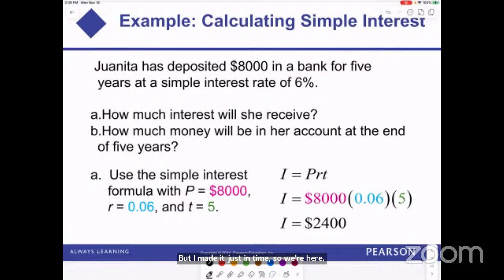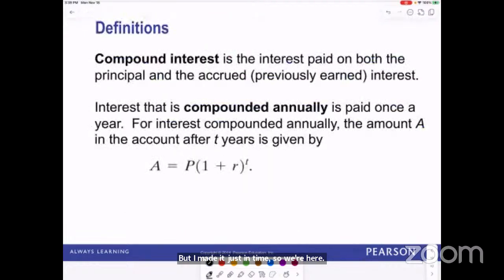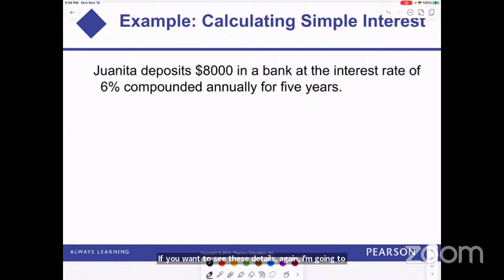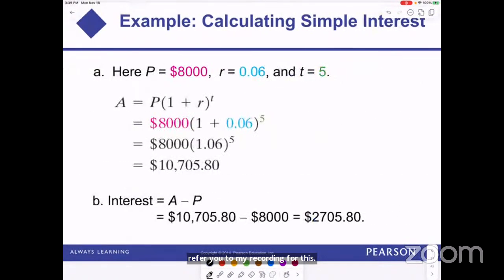Okay, I think we got both of these parts. So now this one goes into compound interest. I'm going to skip this one for right now because this is a derivative of the main one that we need. If you want to see these details, again, I'm going to refer you to my recording for this. Same for this example. And I actually want to start here.